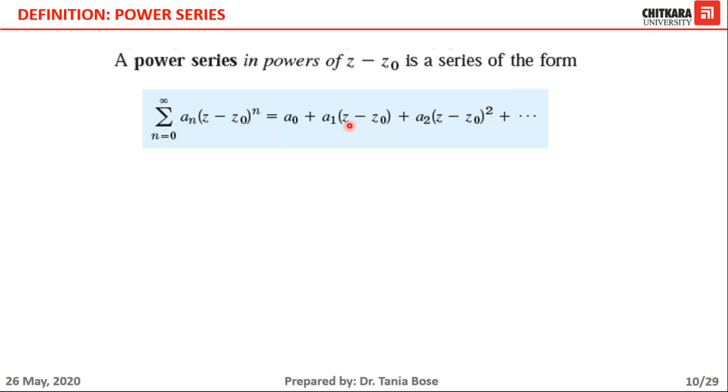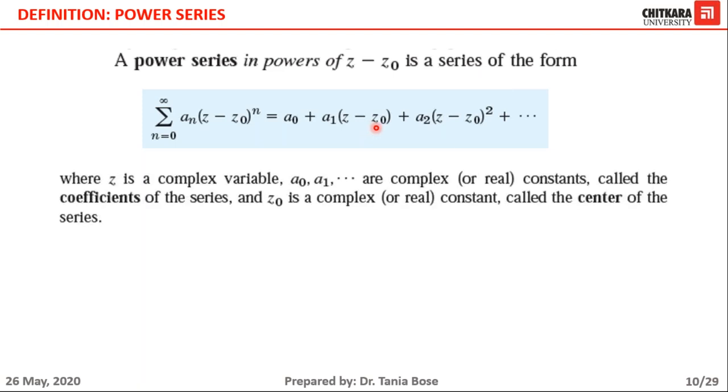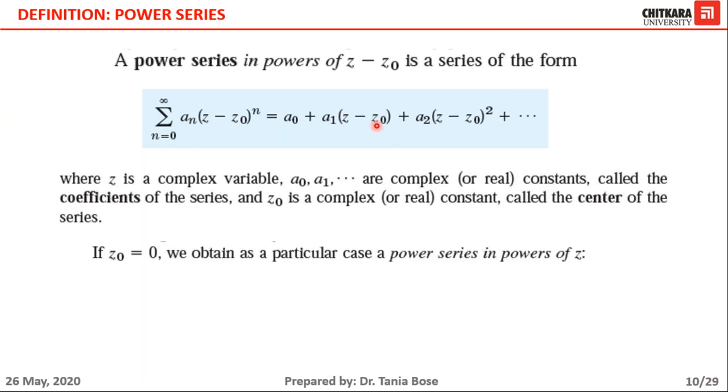The series is in the form of z minus z naught. Now here in this power series, z is a complex variable. All these coefficients a0, a1, a2 and so on may be complex or they may be real, and the center of the series is said to be z naught, right? Whatever we write after z, z minus z naught, this z naught will be called the center of the series.